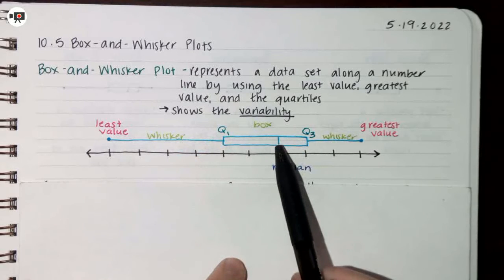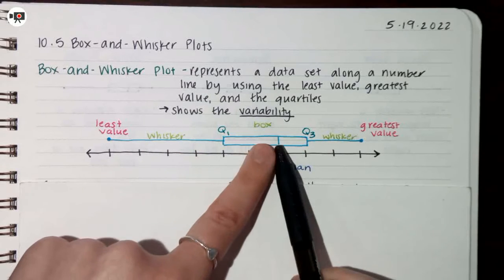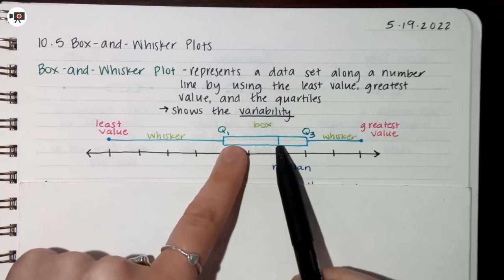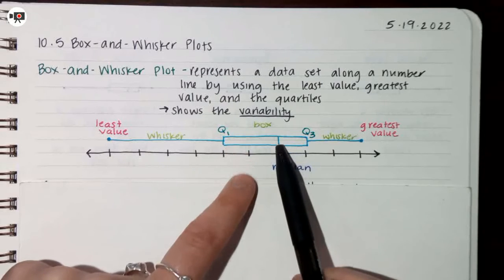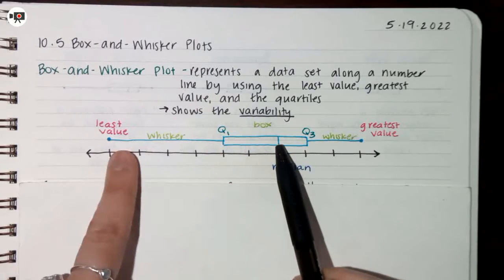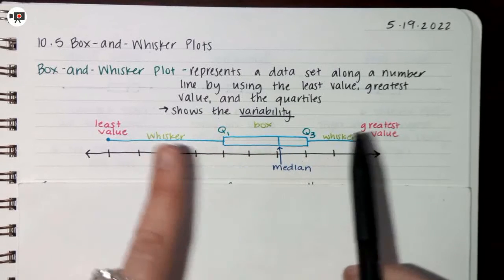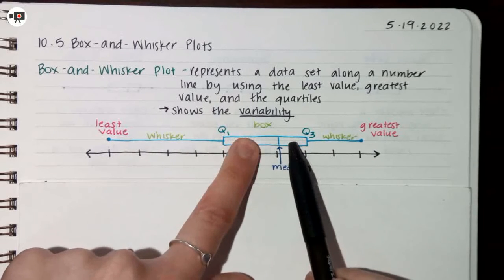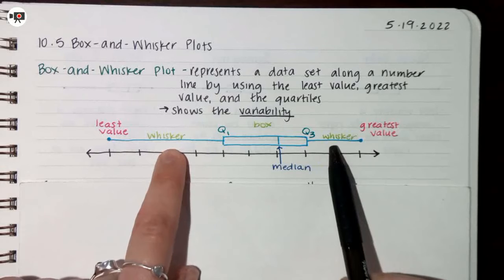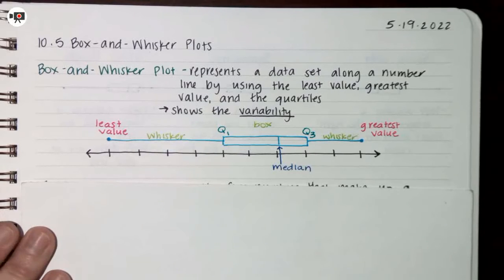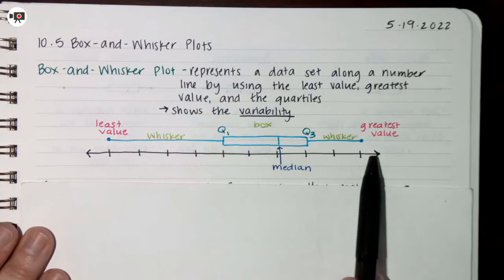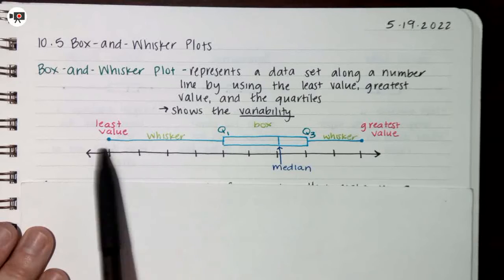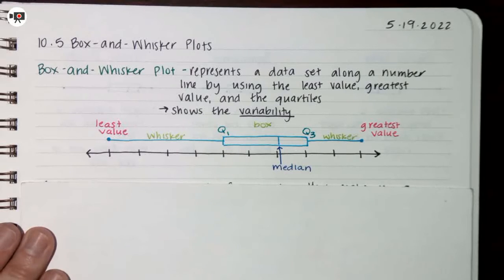We know the median is in the middle, so we have a half below the median, half above the median. The boxes are each worth a quarter, so the whiskers are each worth a quarter. And it shows the variability by showing which portions are spread out and which ones are closer together.